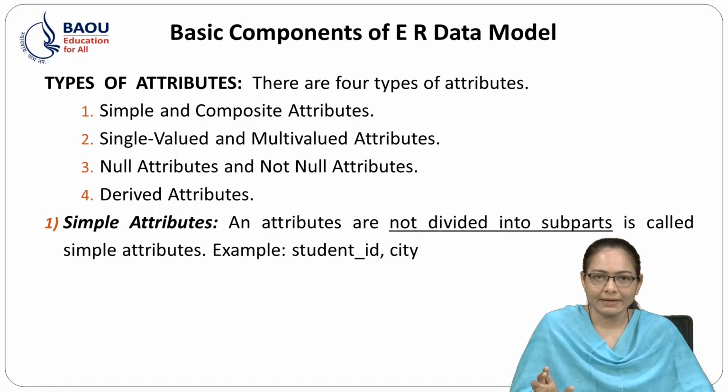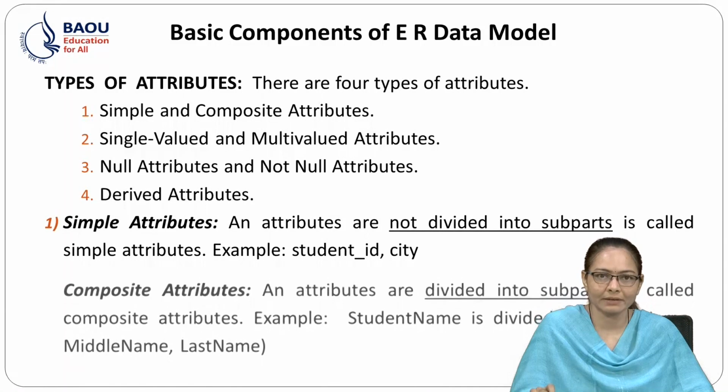Now the composite attributes. Attributes that are divided into subparts are called composite attributes. For example, student name is divided into three parts: first name, middle name and last name. So it is called a composite attribute.